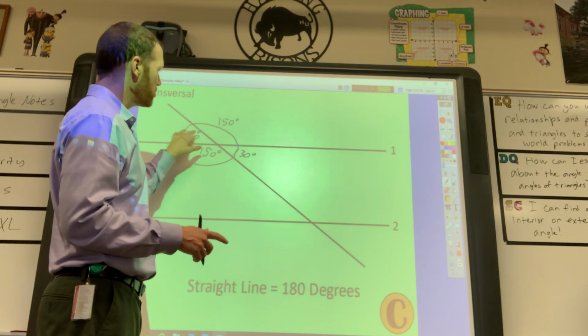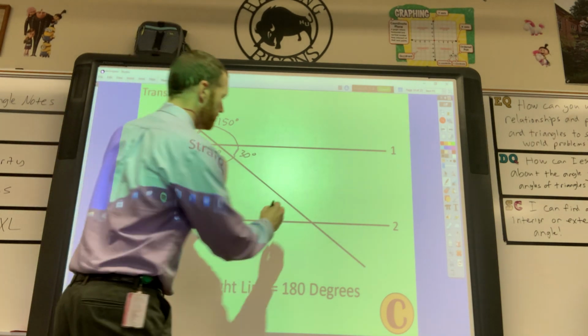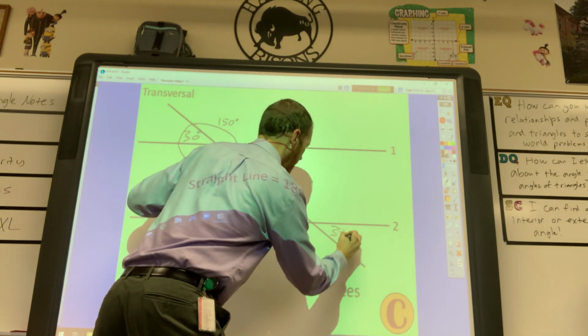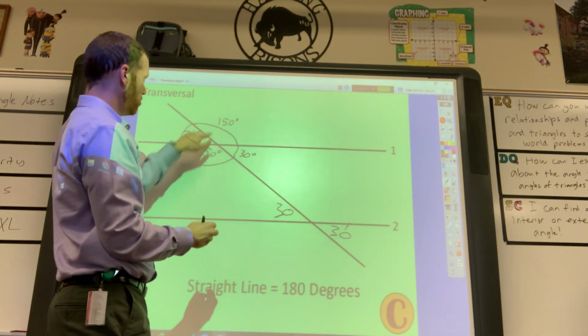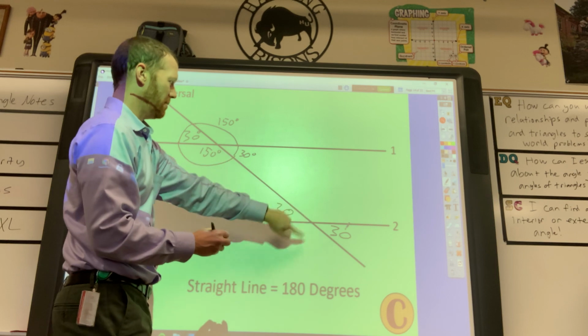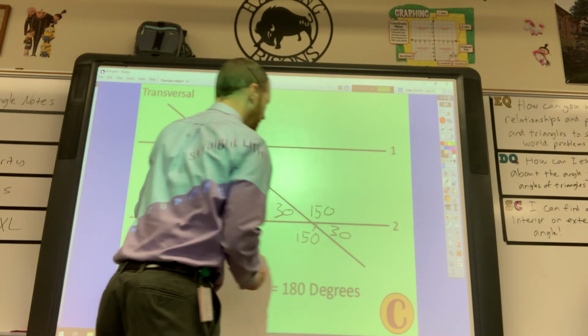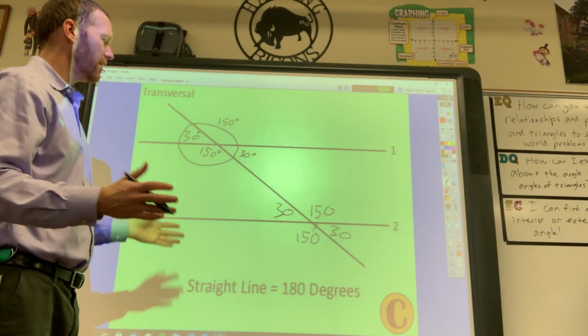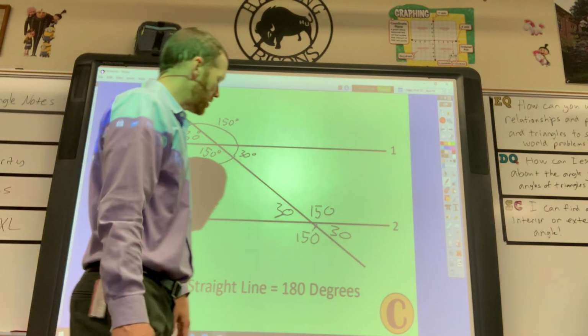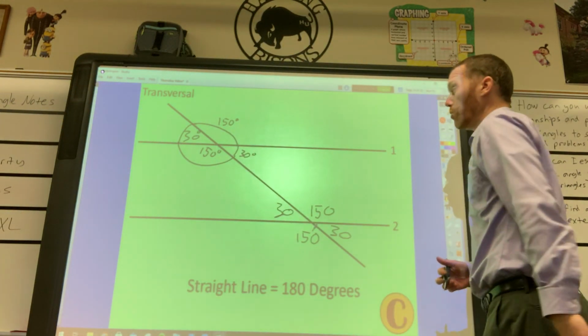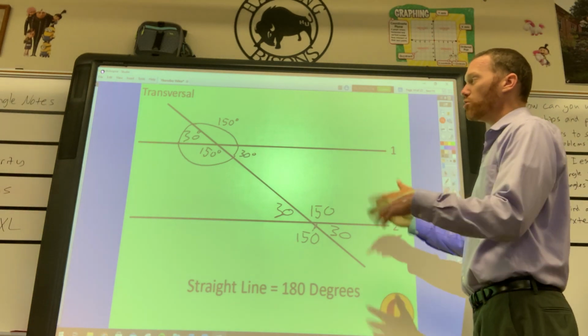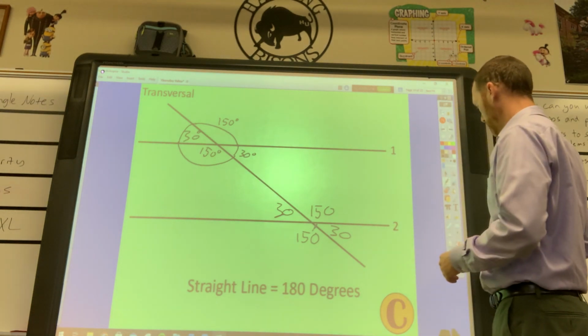Anyhow, if that angle's 30 and that angle's 30, well then look down here. That's also 30, and that's also 30, and then these two right here, see that? Same angle right there. So that's also 150, and that's also 150. And you can fill out everything on the entire transversal just by starting with one number, because there's a lot of repetition. There's a pattern that builds.